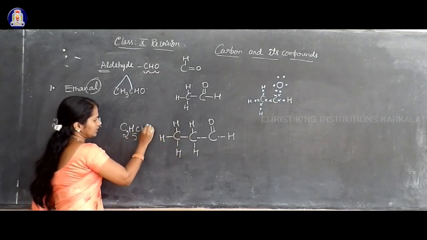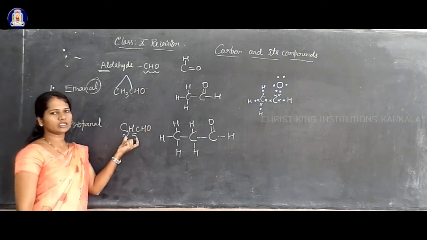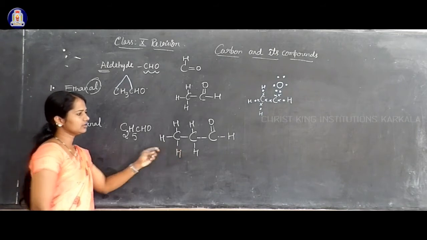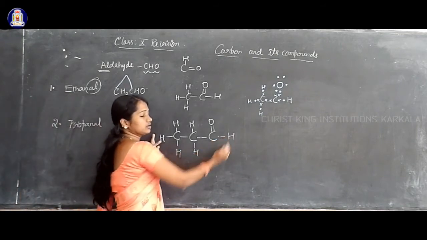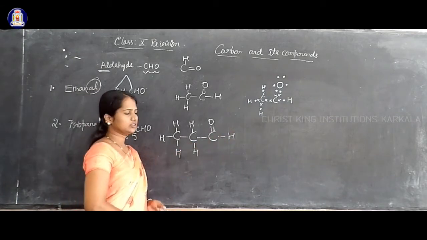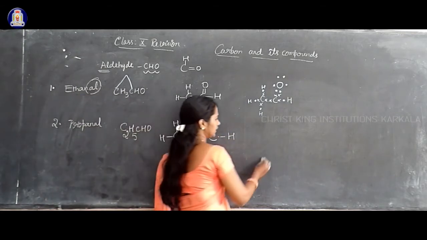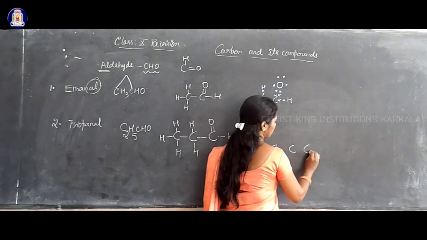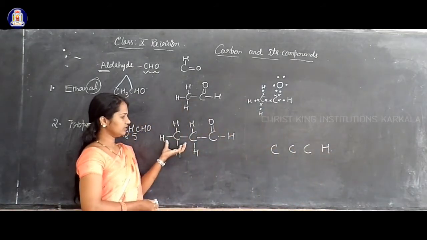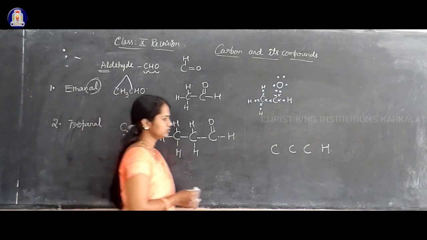C2H5CHO. This is the molecular formula of propanal. Now, based on this structural formula, we write the electron dot structure of propanal. 3 carbon atoms, 1 hydrogen. Single bond between the carbon and hydrogen.